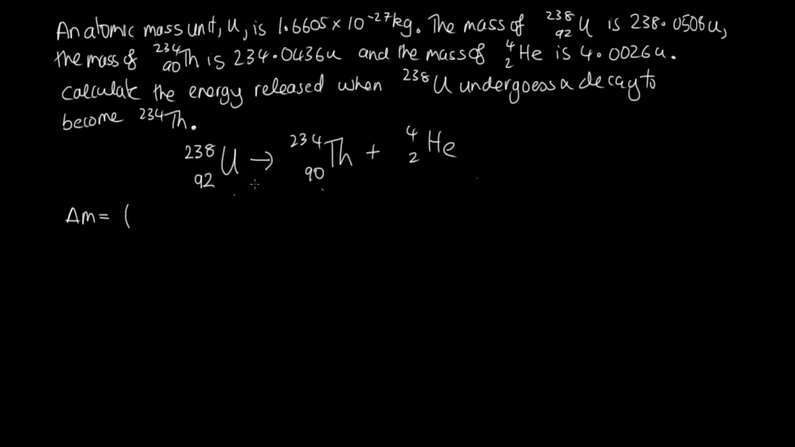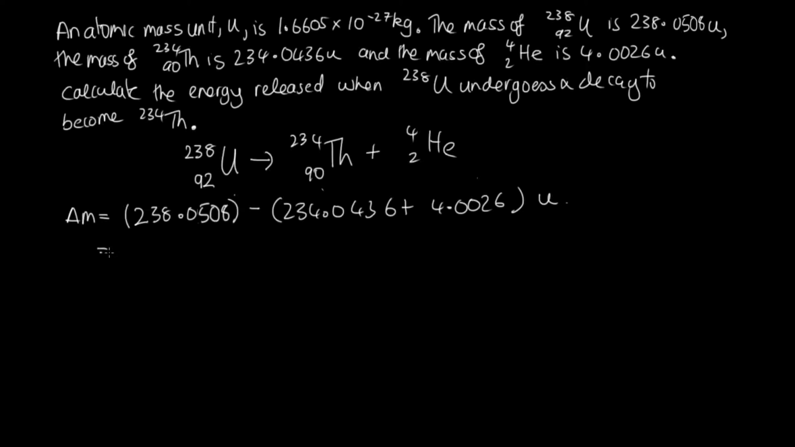So we've got the mass of the uranium-238, so that's 238.0508 minus the mass on this side, which is the 234.0436, plus the 4.0026, and everything here has atomic mass units. So this is equal to 0.0046 atomic mass units. And so now to calculate the energy, we can use E equals mc squared.